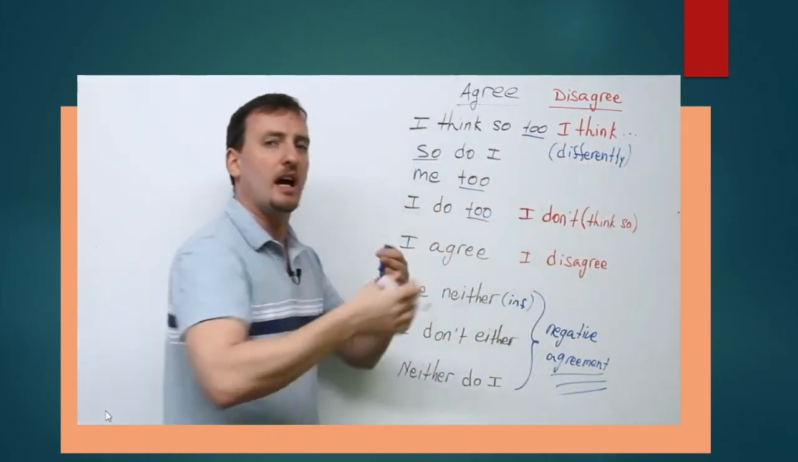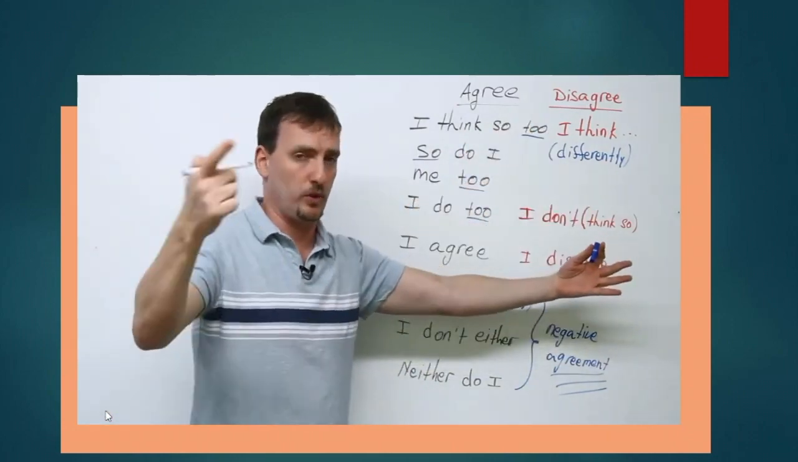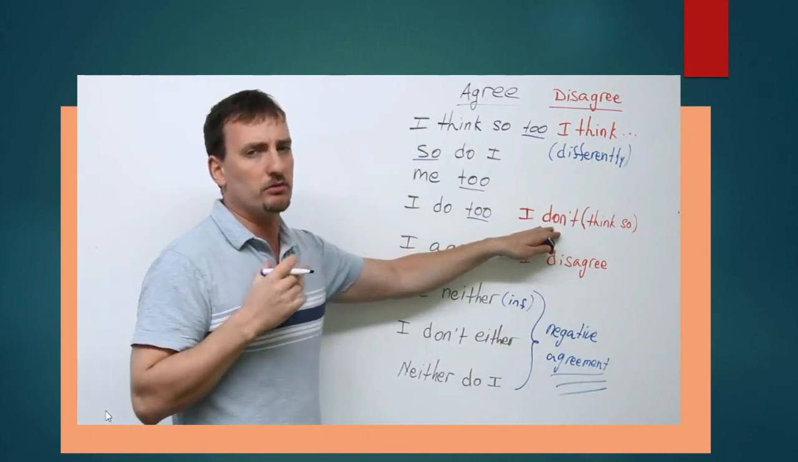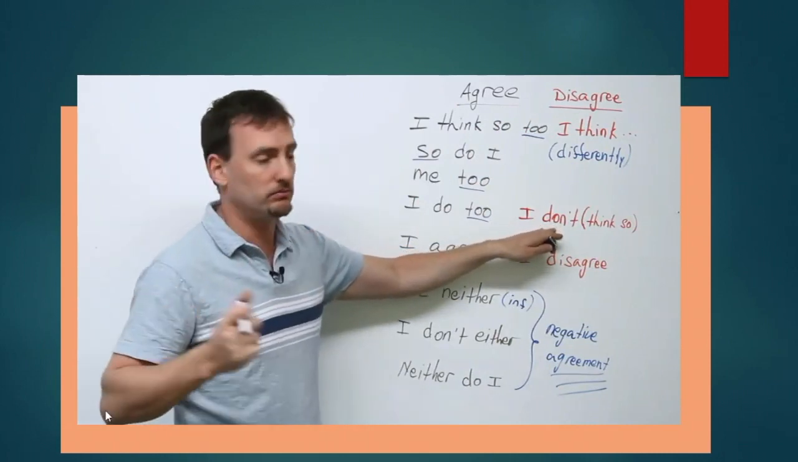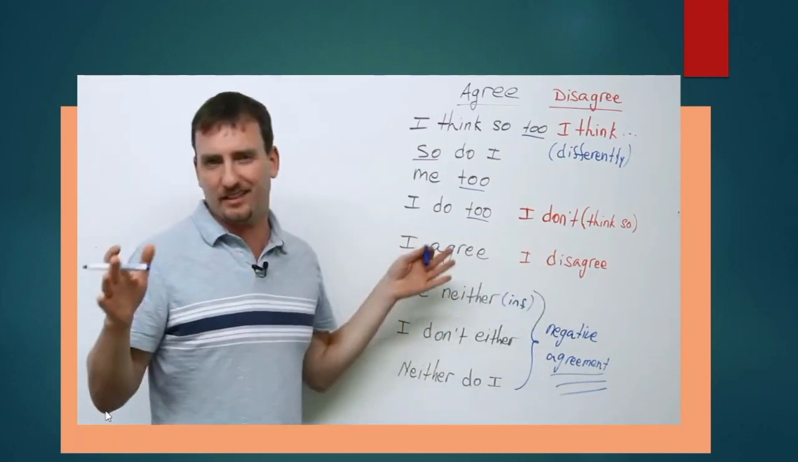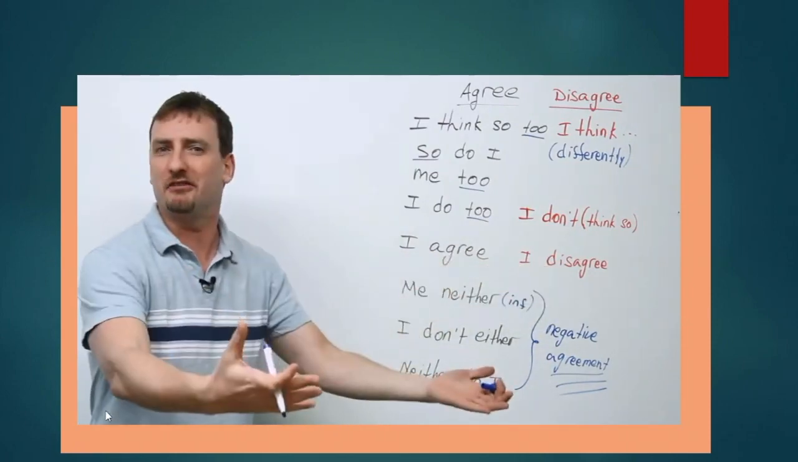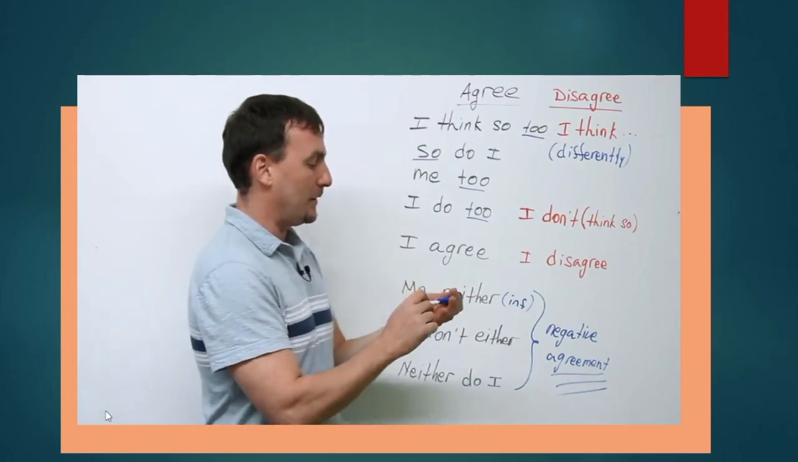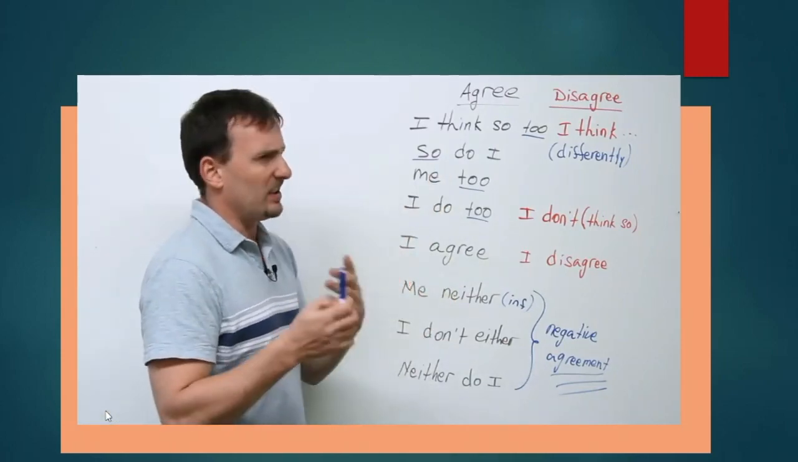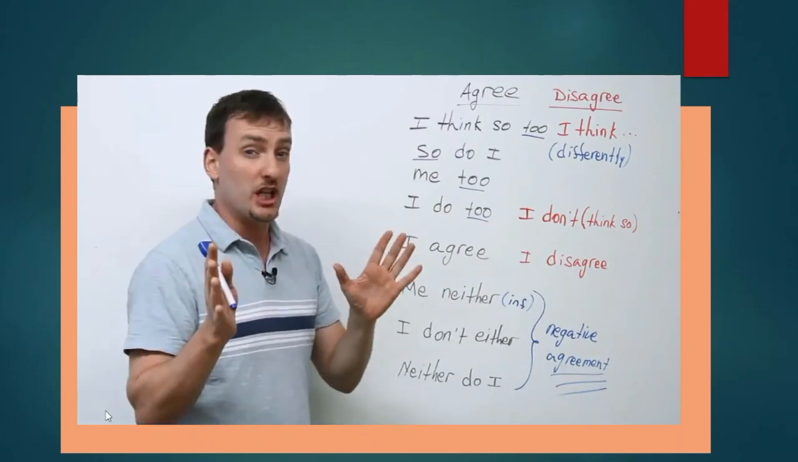I think differently. I think something else from what you think, okay? Or, very simple, I don't, or I don't think so. Or, very simple, I disagree. That's the easiest way to disagree, is to say, I disagree. Makes sense, right? Now, this is not only for opinions. Well, it is kind of an opinion, but it's a little bit more of a judgment.